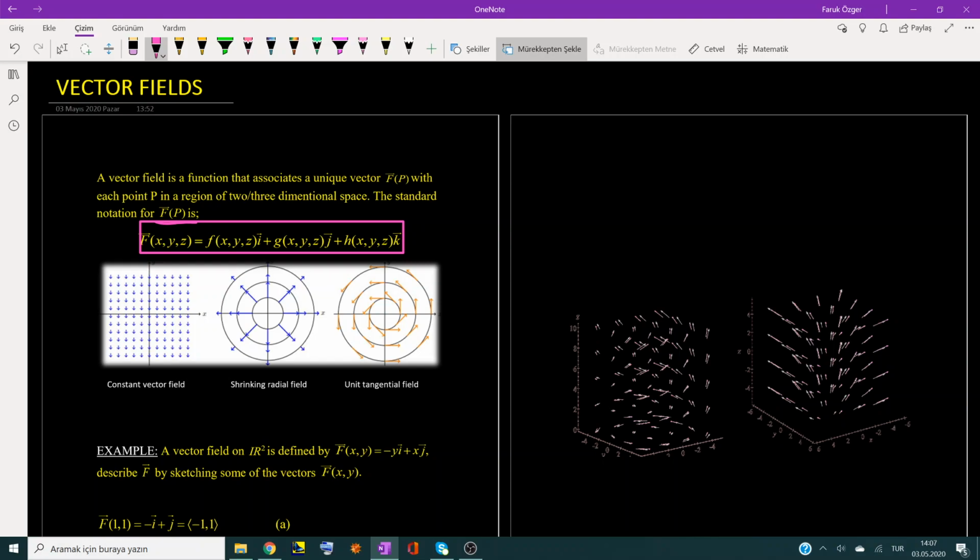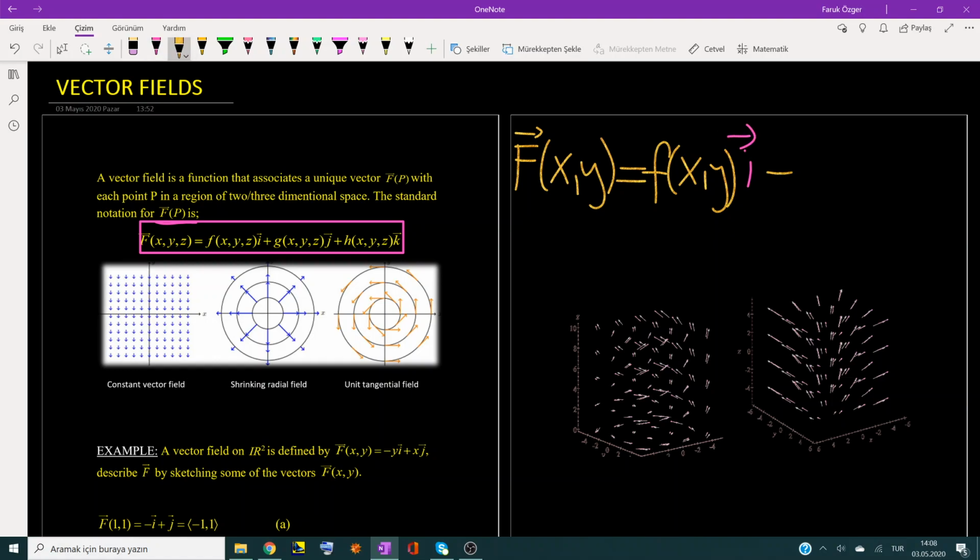What about in 2-dimensional space? If you work in 2-dimensional space, the vector field F is equal to F of x, y, of course. We don't have z anymore. F of x, y is equal to f of x, y times the i component plus g of x, y times the j component. Okay, so it is a vector field in 2-dimensional space.